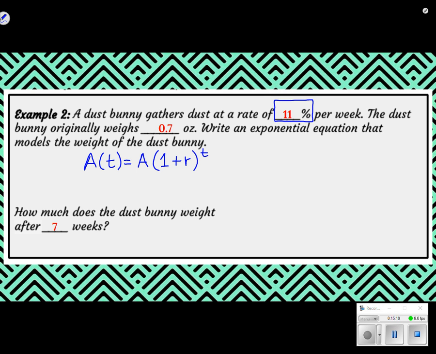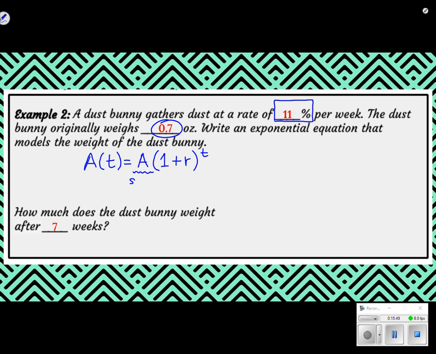Now, if you use x's and y's, I'm okay with that. X would be where there is a t, y would be where there's an A of t. That's okay, unless they are giving you specific variables to use. But you need to make sure that you know that this is different than the y equals a times b to the x, just a little bit. Okay, so here we're going to use the 11%, we're going to use the 0.7, and here's where things go.